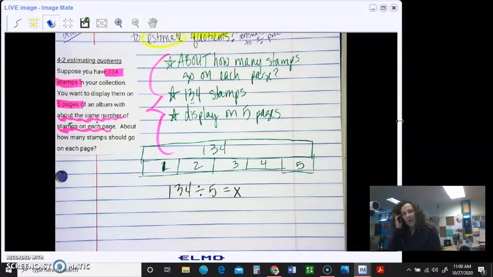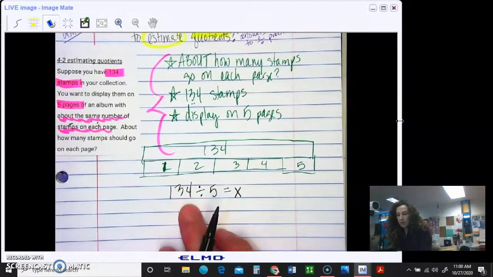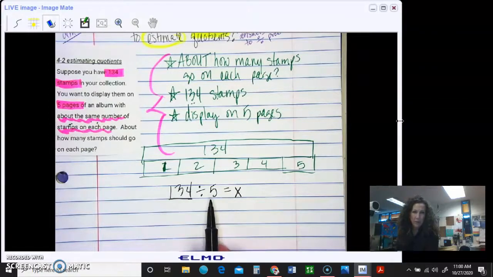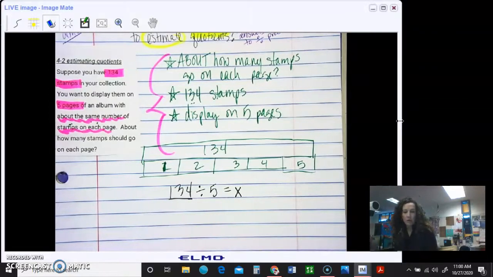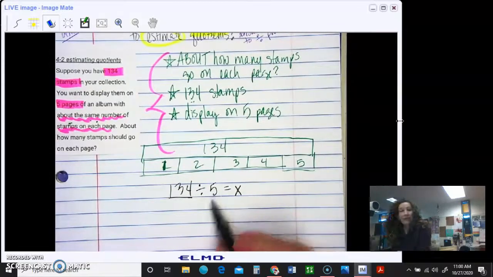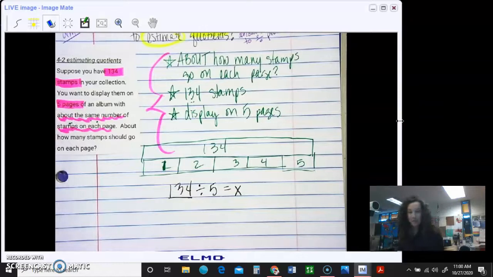So I'm going to go, well, I want compatible numbers. I could round it to 13 and make it 130 divided by 5. But 13 divided by 5 doesn't work really pretty. That's why I want to use compatible numbers, numbers that will work really pretty with our divisor. And our divisor, our vocab, is the 5.